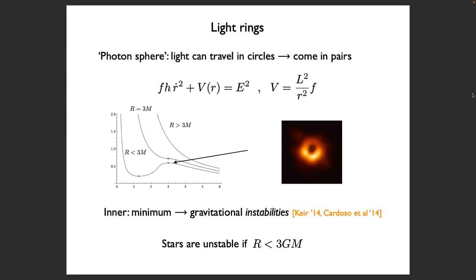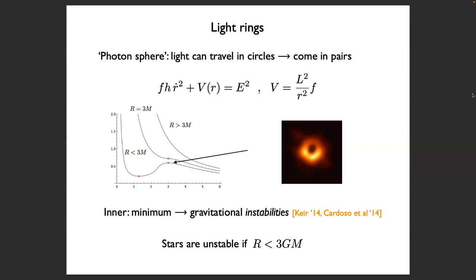The next no-go result is more recent and has to do with light rings. So the light ring is just the photon sphere, right? That's the region around the object where light can travel in circles. For topological reasons, for solutions that are smooth everywhere in the spacetime, light rings always come in pairs. So how do you find these things? It's very simple. You take the null geodesic equation, you write it in the standard form like this, kinetic term plus potential equals a constant, and you find the potential.